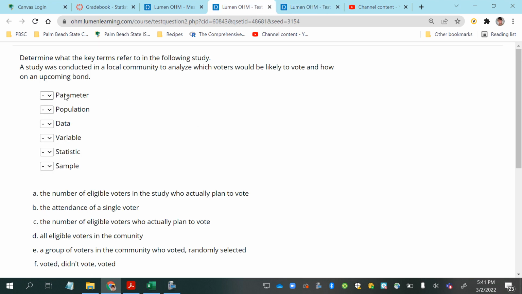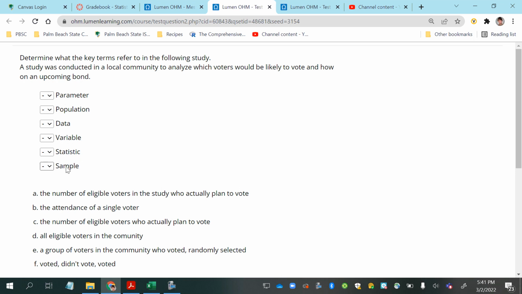On this question, we're asked to match up these terms with the correct description down below. It's using this example where a study was conducted in a local community to analyze which voters would be likely to vote, and how, on an upcoming bond. So taking from that example, what would we qualify these different aspects of it as here?